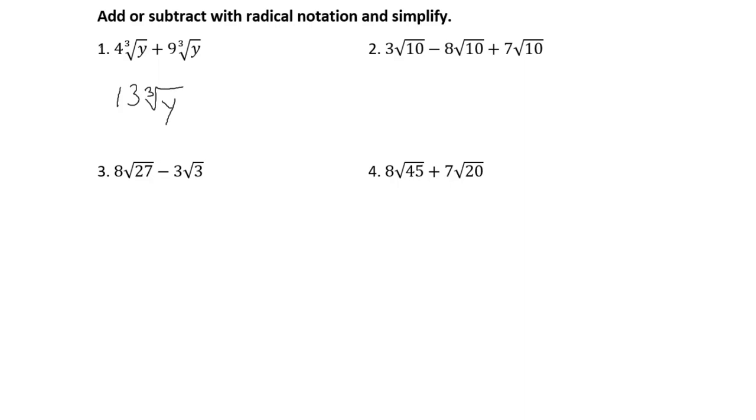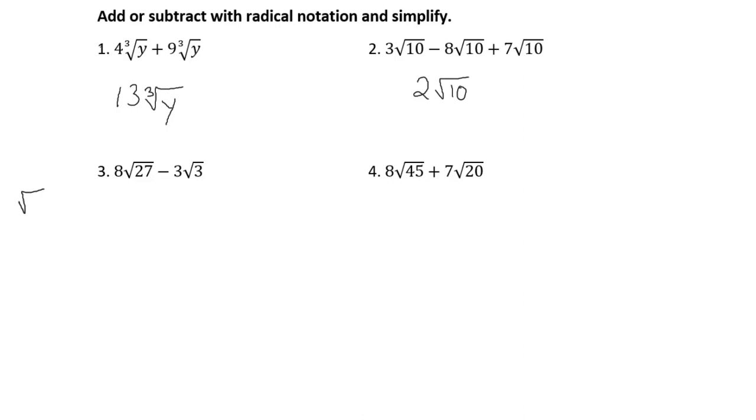Okay. Here, as you see, these are all the root 10. So we're going to do 3 minus 8, which is negative 5, plus 7 gives us 2. So this is 2 root 10. And root 10 can't simplify because that's 2 times 5. Here, we look at them and they're not the same, so we can't do anything about it.